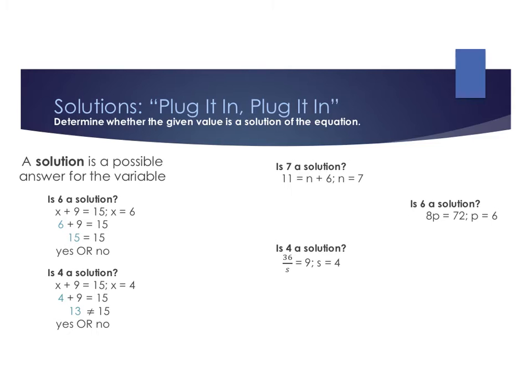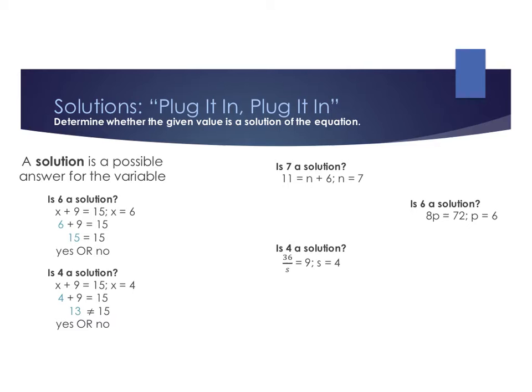Okay, so we've already talked about plug it in, that whenever they give us the value for a variable, all we have to do is plug it in. Now we're going to add what we know about plug it in, and we're going to talk about solutions. So a solution is a possible answer for the variable. So we might have an equation here, x plus 9 equals 15. That is an equation. And they're asking me for the solution. They want to know, is 6 a solution to this problem? Or in other words, if x equals 6, will both sides equal each other? Will this left side equal this right side?